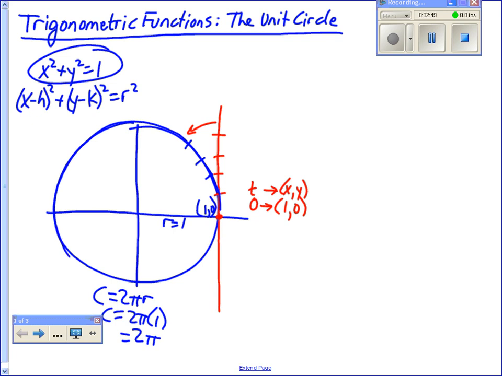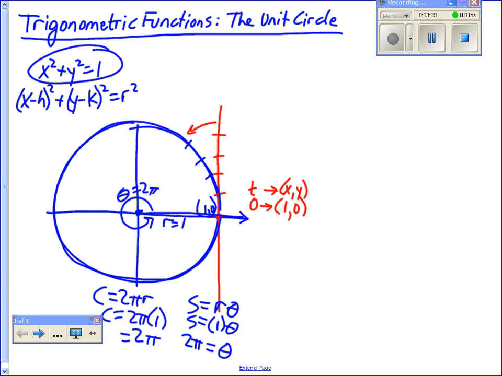So s, your arc length, if you were to do a rotation all the way around, how much have you rotated? s equals r times theta. If you remember, s is our arc length and r is our radius, which is 1 here. If you rotate all the way around, you've rotated 2 pi. Your arc length went all the way around, and that's also your theta, so theta is 2 pi here. And where do you end up?